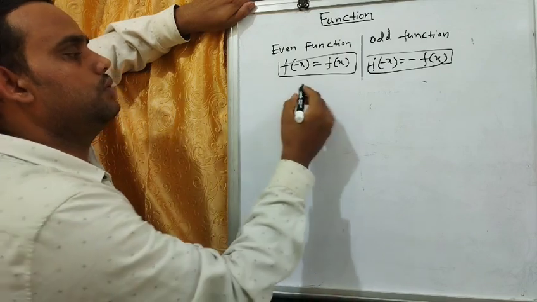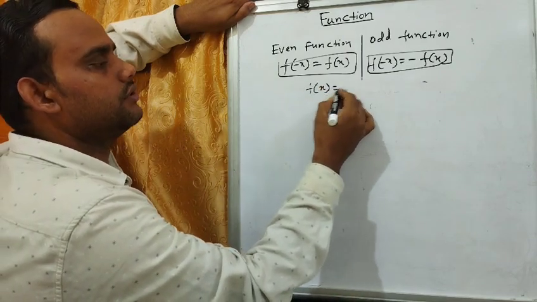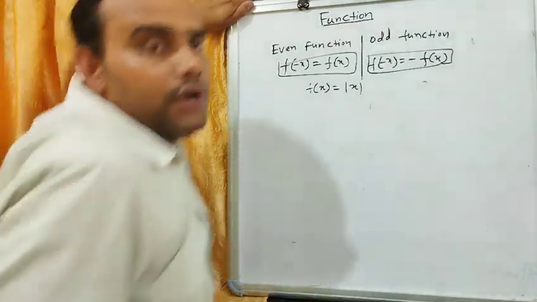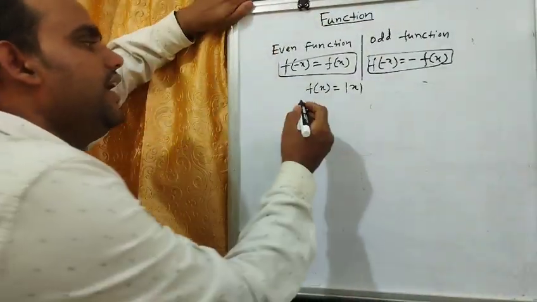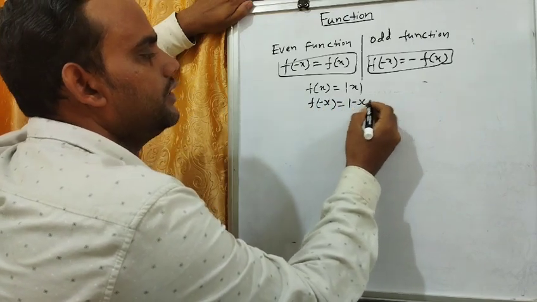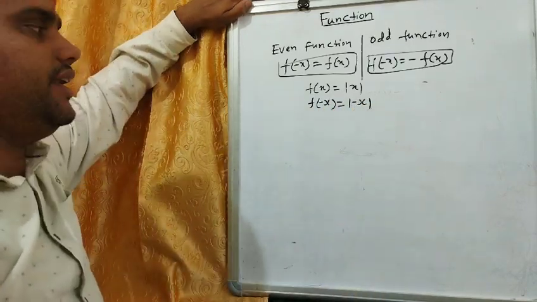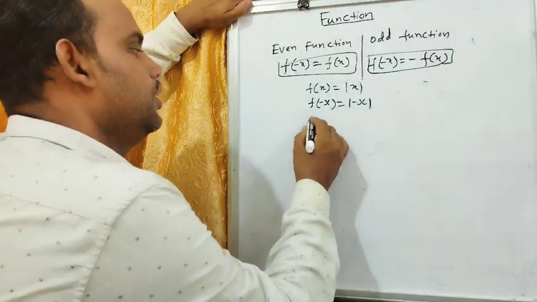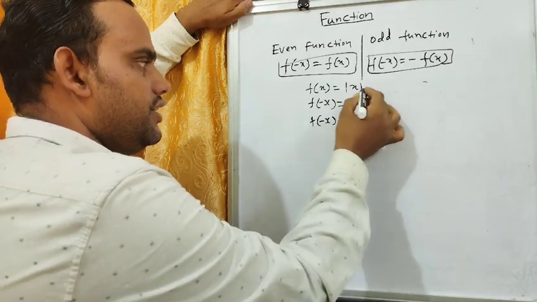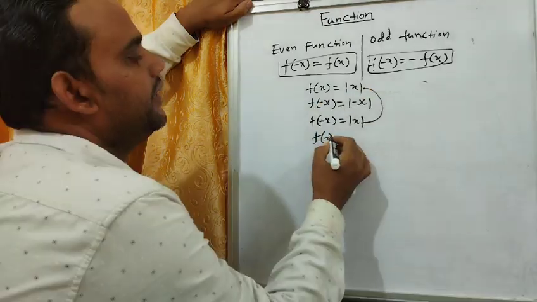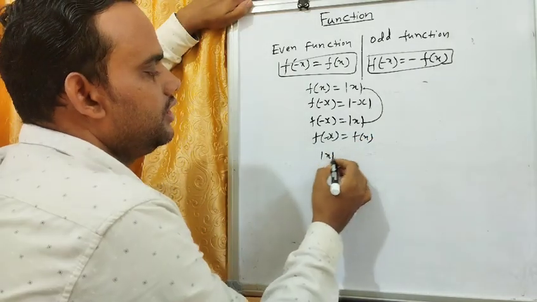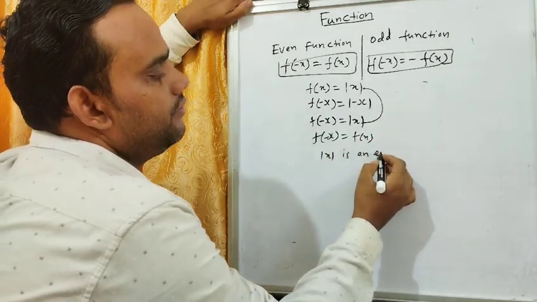Now one more basic example we take here, f of x equals mod x. Now check whether this is an even or odd function. What we do in these questions is take f of minus x, which is mod of minus x, and we know that mod of minus x is nothing but mod x. So f of minus x is mod x, and mod x is nothing but f of x. So f of minus x is nothing but f of x. So mod x is an even function.